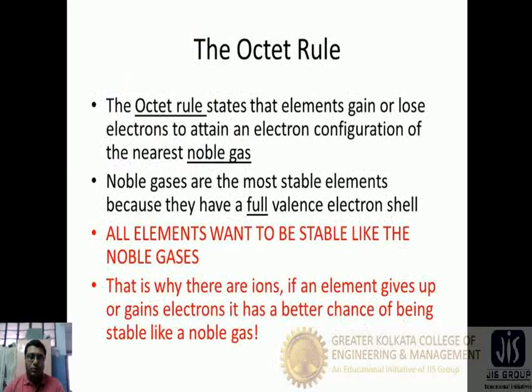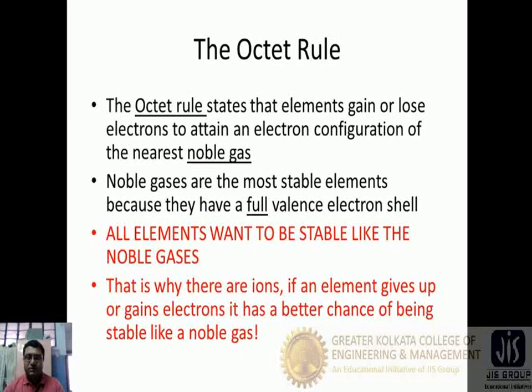It is the octet rule. The octet rule states that elements gain or lose electrons to attain the electron configuration of the nearest noble gas. The noble gases are the most stable elements because they have full valence electron shells. All elements want to be stable like noble gases. That is why there are ions. If elements give up or gain electrons, they have a better chance of being stable like a noble gas.